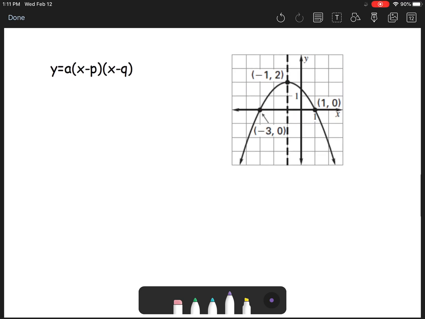So let's practice a couple more, and we're going to follow those same steps. So for p and q, well, here's our x-intercept of -3. And here's 1, so I'm going to let p equal -3, and I'm going to let q equal 1.